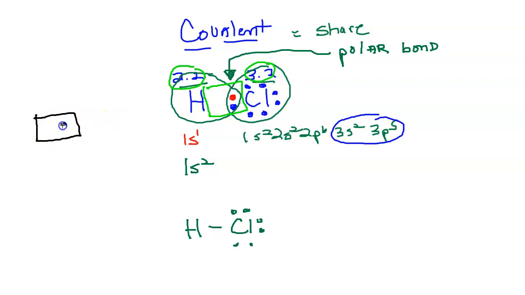This pair of electrons is closer to the chlorine because it's a little stronger. 3.2 is pulling on these more than the 2.2 can pull away. So this is unequal sharing. And so this side of the bond has a pole. It's a little more negative than this side that kind of lost them. Okay, so unequal sharing creates a polar bond.